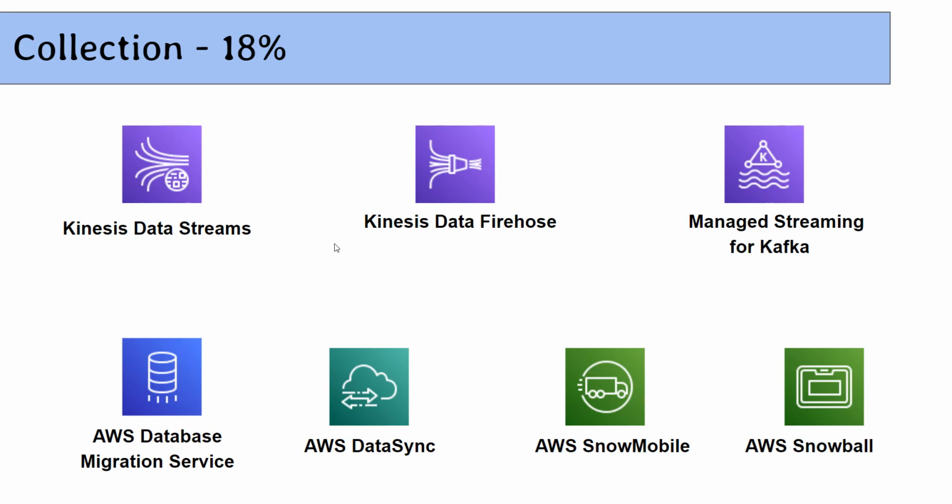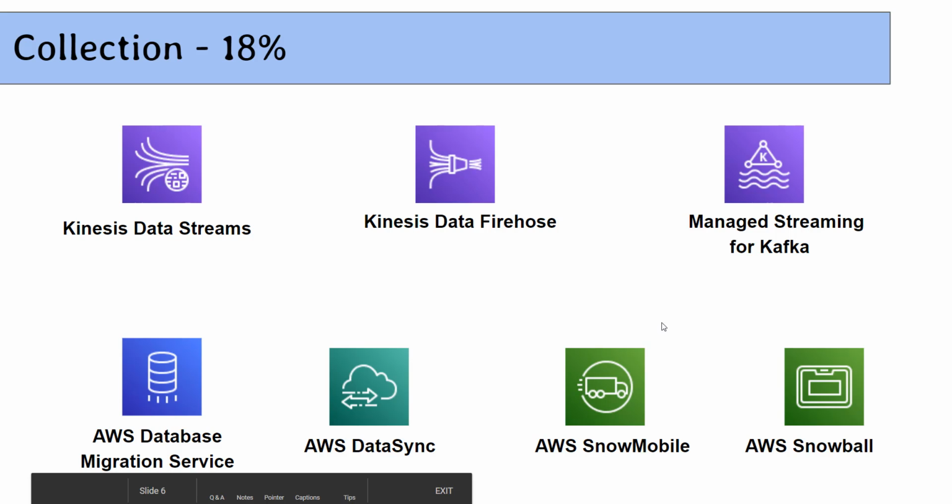In the collection domain, which covers 18%, you have to cover all these services. Data streams, data firehose, managed streaming for Kafka, then database migration service, then DataSync, Snowmobile and Snowball. You'll get a question like, you have on-prem data of hundreds of TBs and you want to move data inside your AWS cloud. So which solution would you be choosing? You have multiple options, like you may choose database migration service or DataSync or Snowball. So pay close attention to these kinds of questions. These 3 services are very important when you are moving from on-prem to AWS cloud.